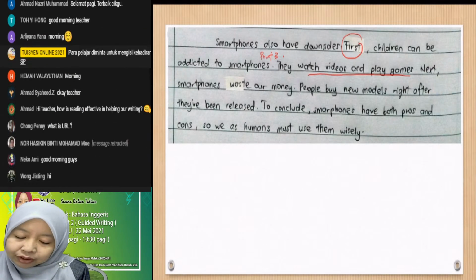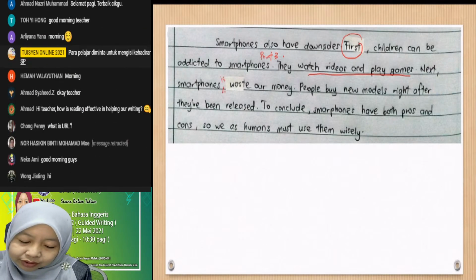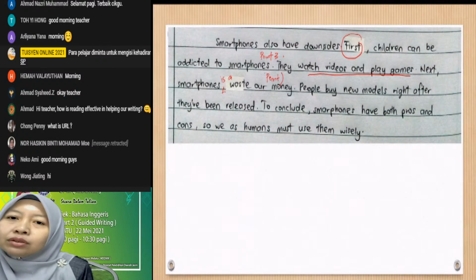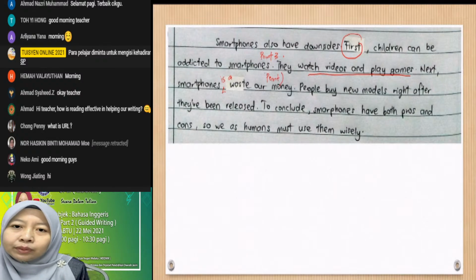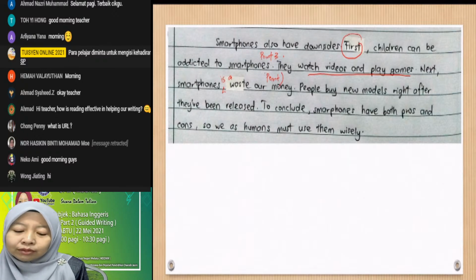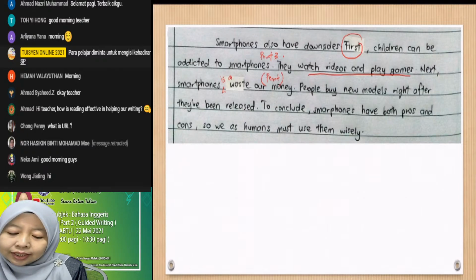Next, smartphone is a waste of money. Okay, another point presented by this student. You should avoid this. So in one paragraph, focus on one point, then you need to come with good elaboration. If you combine 2 points in one paragraph, it shows that you actually having 2 points, okay, and then you didn't elaborate the points well.